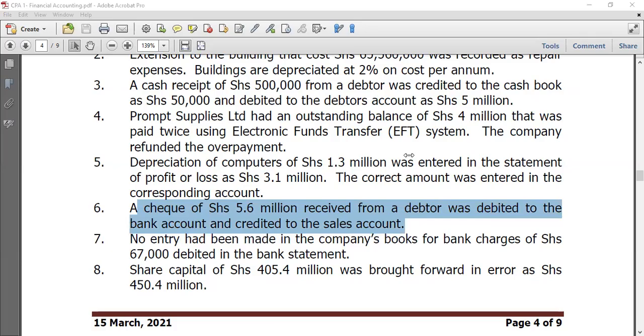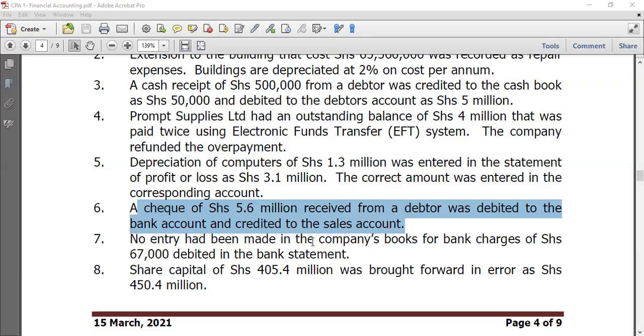Daniel says, I think we shall debit sales to correct the error and credit the debtor's account. Then 2 accounts will be affected. Sales will be debited by 5.6, and we shall credit our bank account when we are receiving money. And another says, I think this error was an error of principle. Debit sales account, credit debtor's account.